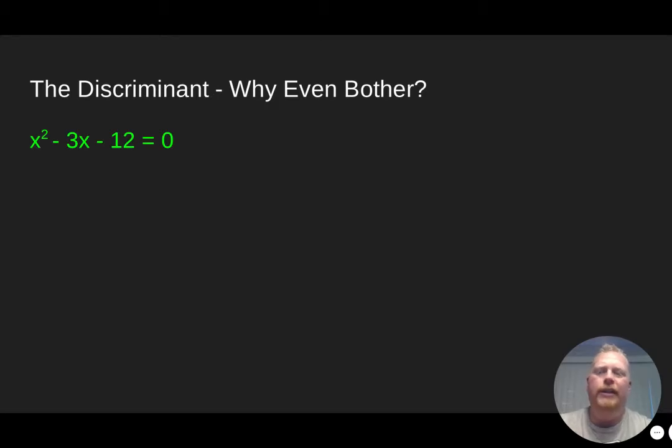Well, let's take a look at this problem. What I'm going to do is figure out the discriminant first, and once I figure out the discriminant, I'm going to figure out how many solutions there are. Because if there's no solutions, there's no point in doing the entire problem. So here's what I'm going to do. My A is 1, my B is negative 3, and my C is negative 12. So plug those into b squared minus 4ac.